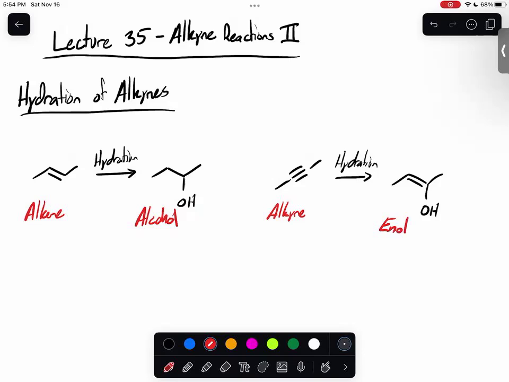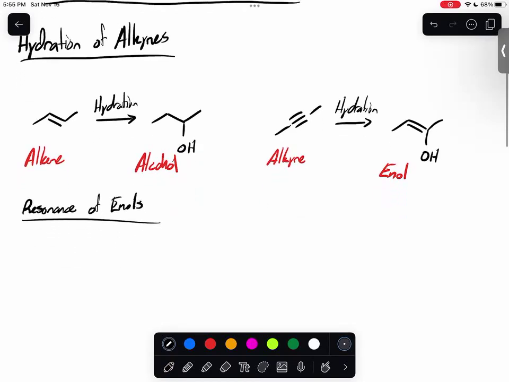And the thing is, enols are very special because unlike a classical alcohol, that alkene is in resonance with the enol, right? If we think about resonance structures of enols, we see that from this enol itself, we can actually draw a resonance form where the oxygen donates some electrons down to form a double bond, and then it pushes the electrons from this double bond right here to form a negative charge on this carbon.